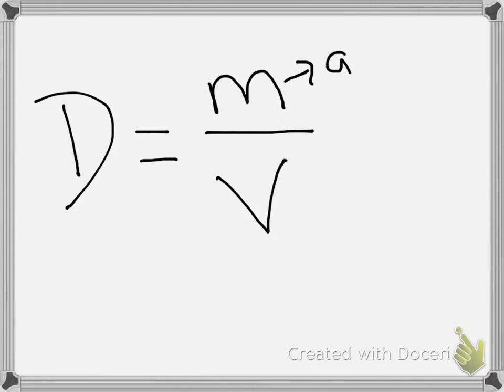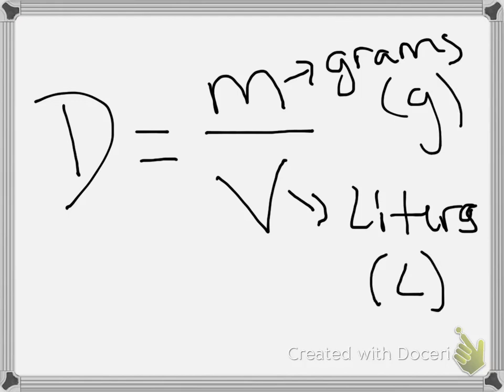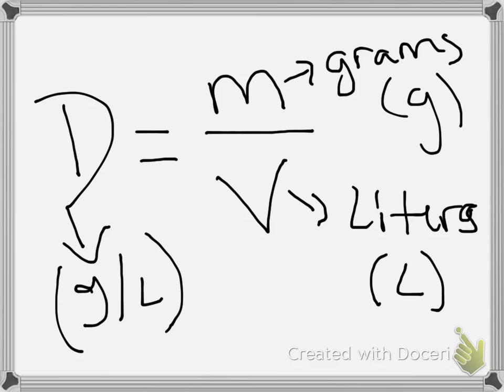Mass is supposed to be in grams. Volume is supposed to be in liters. This is abbreviated G. This is abbreviated L. Density is going to be in grams per liter. So, if these units aren't right, if this one perhaps is in milliliters or this one is in milligrams, we're going to have to convert, and we'll talk about converting in class. But for now, let's just deal with the actual process of solving for one of these variables.